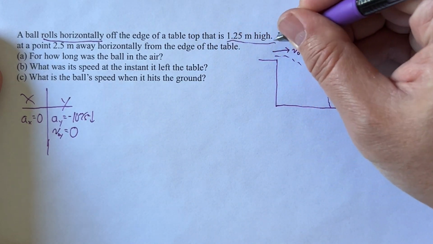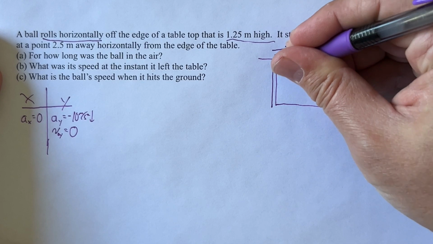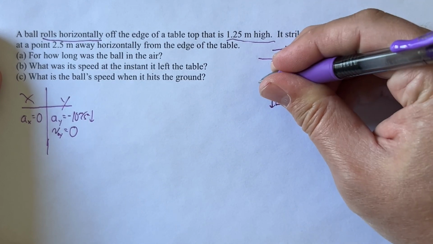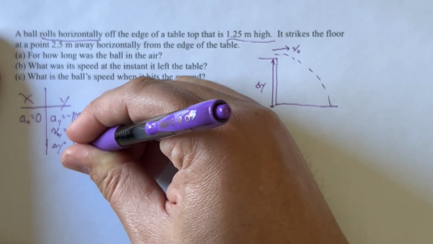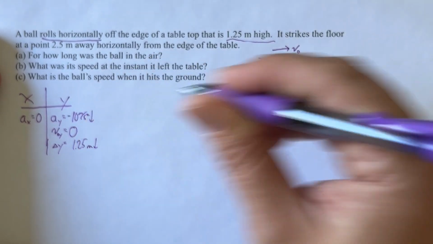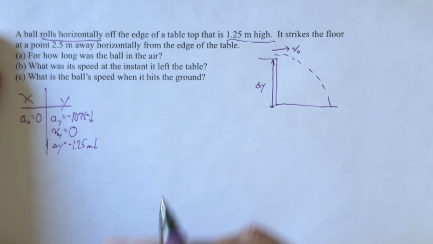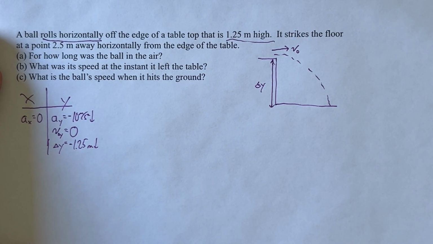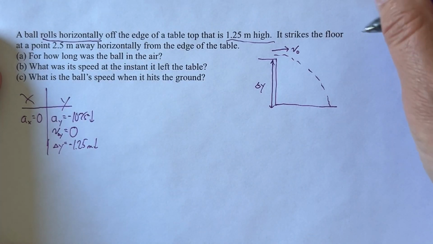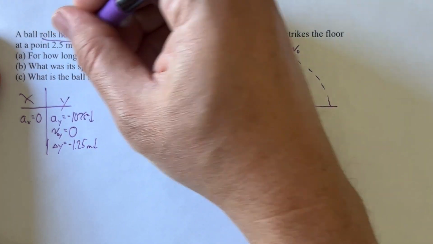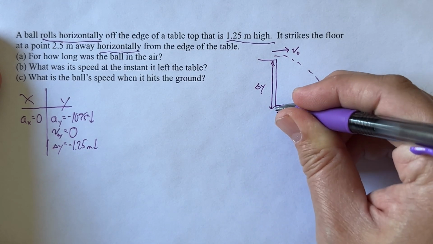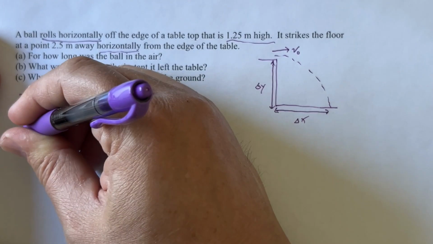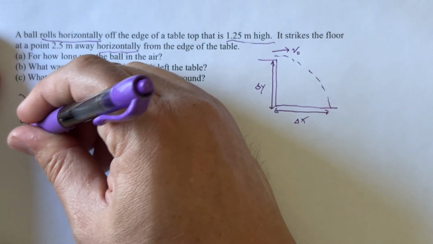It says 1.25 meters high for our table. So we've got our delta y. The displacement was 1.25 meters down. Now, since it fell down, and since I marked my downward acceleration as negative, I'm going to make my displacement negative as well. It said it strikes the floor at a point 2.5 meters away horizontally. So our delta x is 2.5 meters.